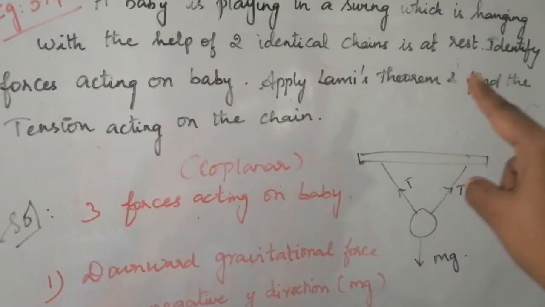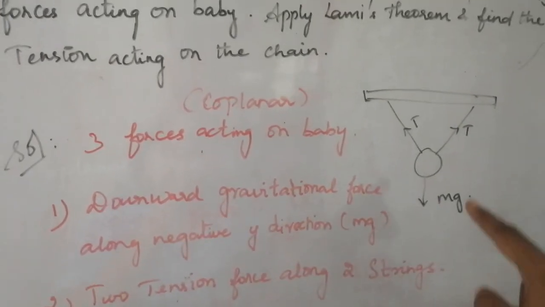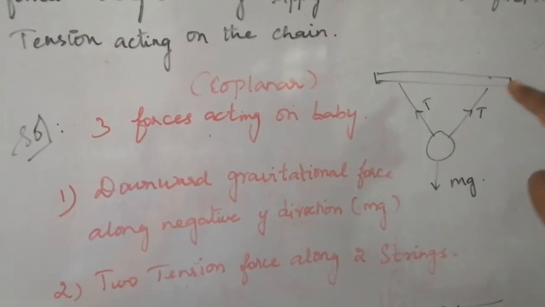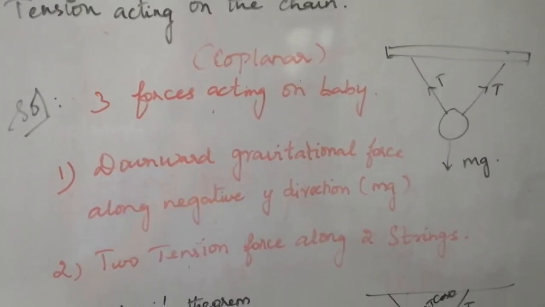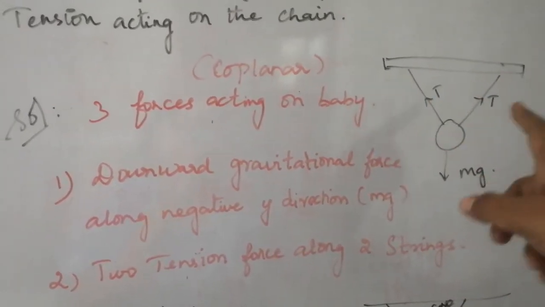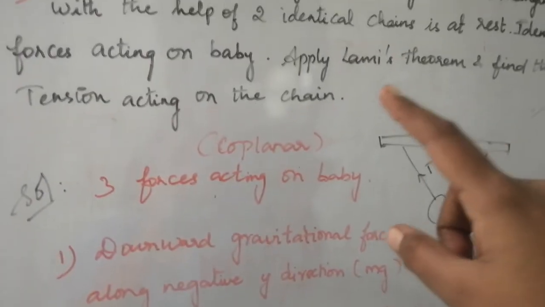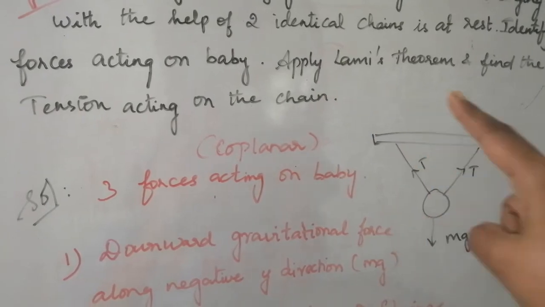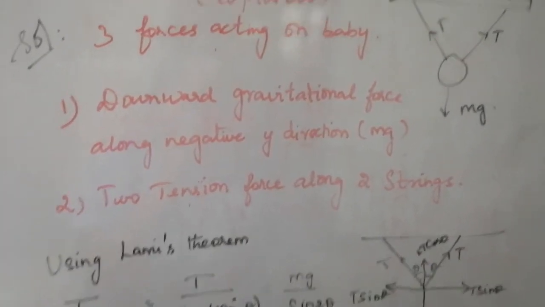So first thing is to identify the forces. So what are the three forces? It is the downward gravitational force and then two tension forces along the two strings. So these are the forces, and you can see that all these forces are coplanar, that is, on the same plane. Now next thing is to apply Lami's theorem to find the tension acting on the chain.